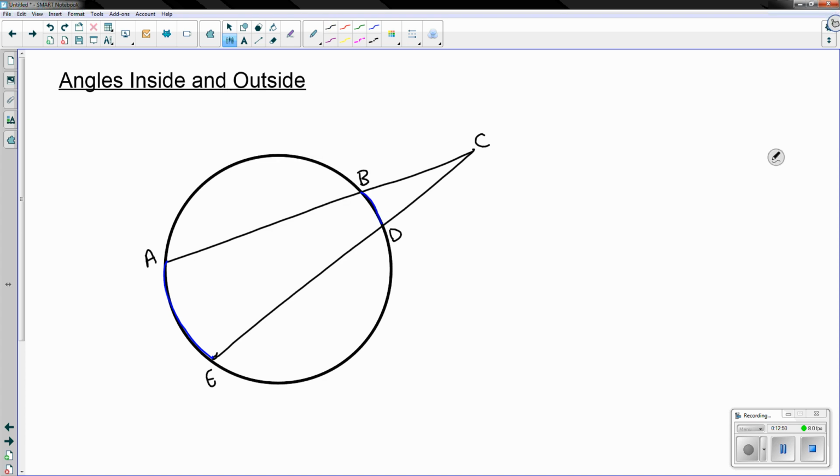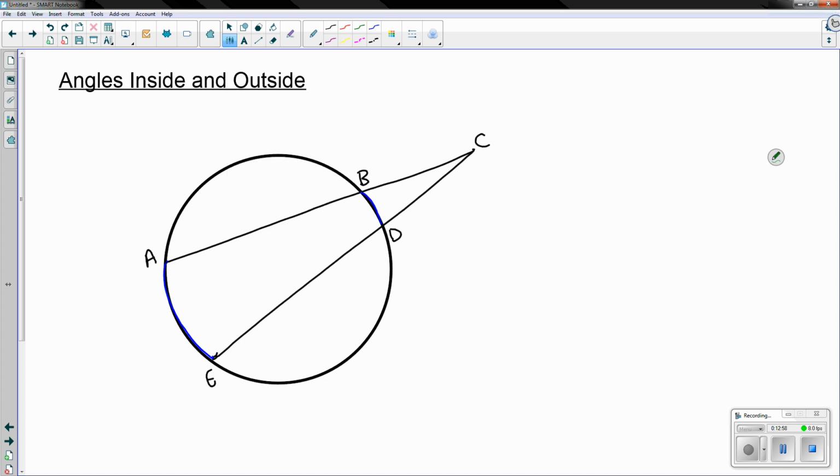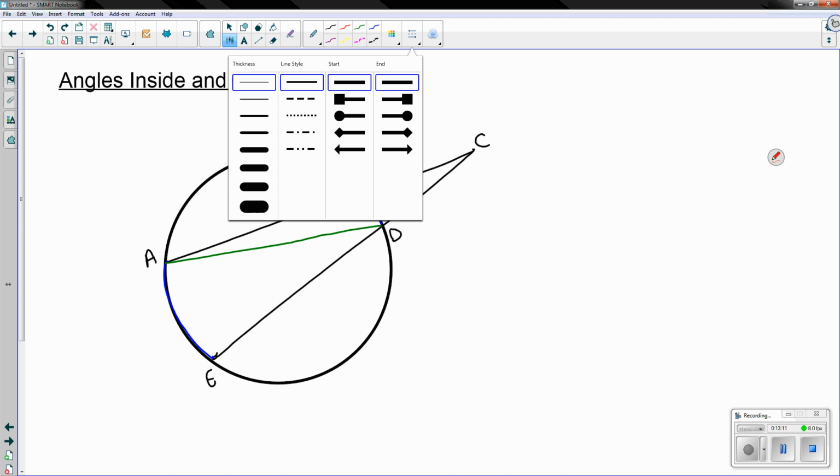So here's what we're going to do. We're going to introduce our own chord. And time and again, you will see that introducing your own lines in circle problems often gives you a valuable piece of information to reach a conclusion that is desired.